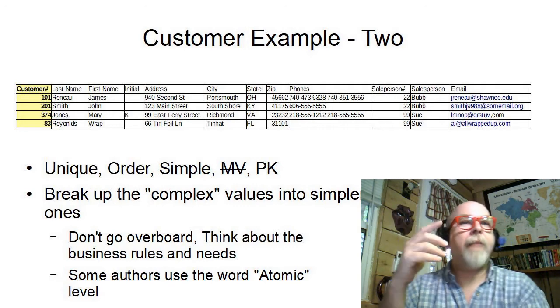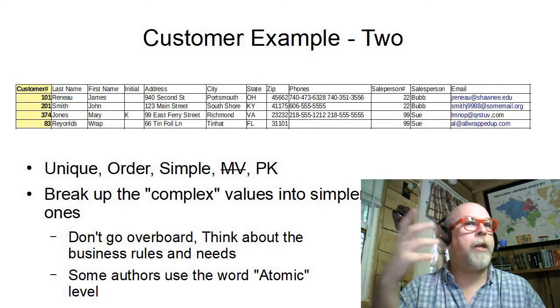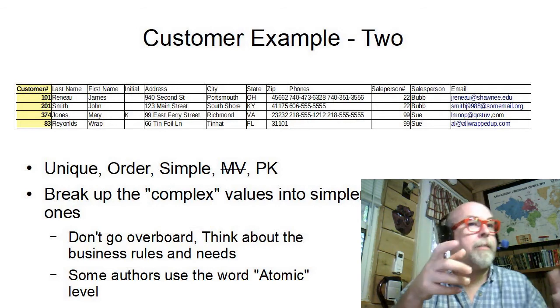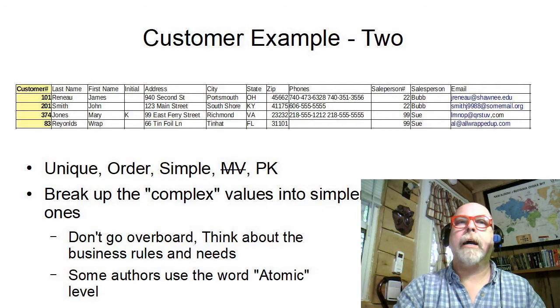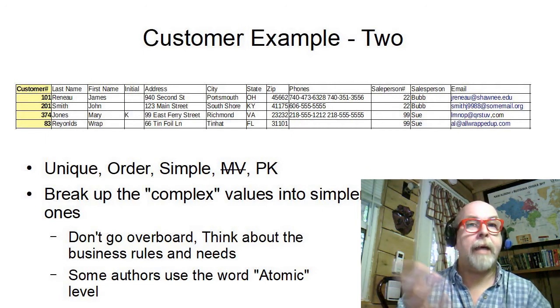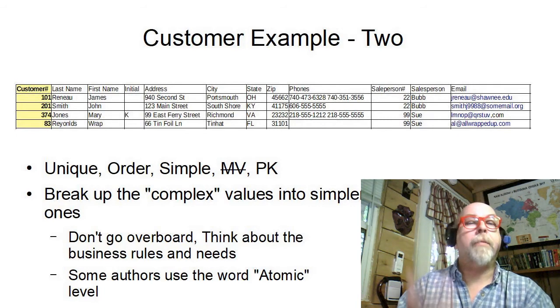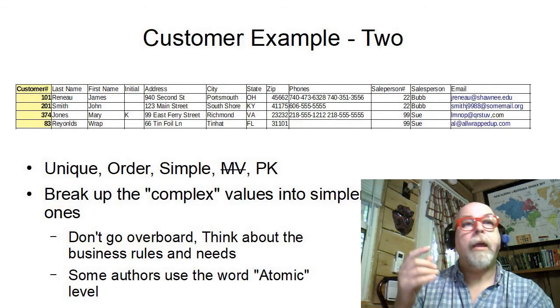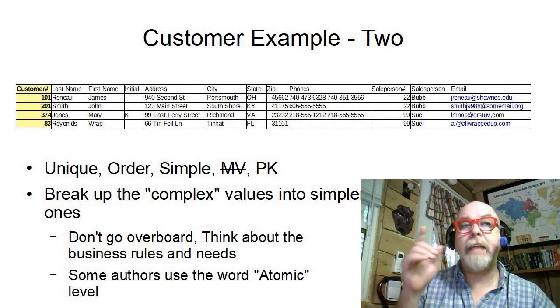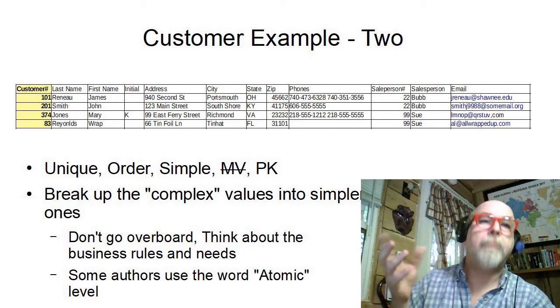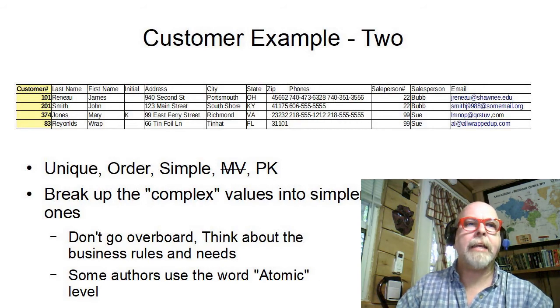This way, I could say, show me all of my customers in Ohio. Boom, easy. I could say, show me all of my customers in this zip code. Boom, easy. Now that I've got them split up, I still have a problem with the multi-value, and we handle that by taking the multi-value and putting it into another table and often creating a concatenated key.